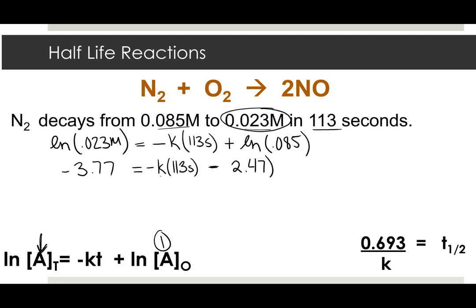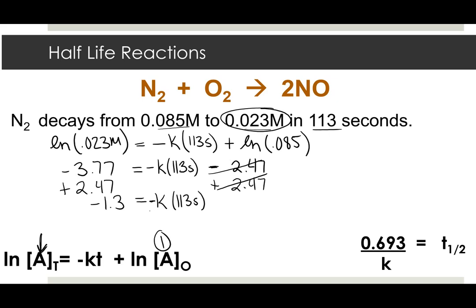Okay. So now I want to get k by itself. The first thing I'm going to do is move the 2.47 over, so I'm going to add 2.47 to both sides. That cancels, plus 2.47. Now on the left-hand side, I have negative k times 113 seconds, and I take negative 3.77 plus 2.47, and this is negative 1.3.